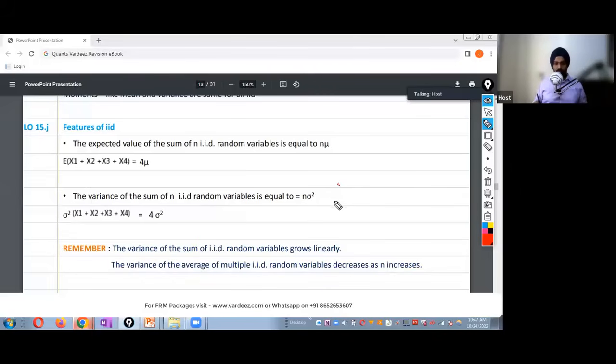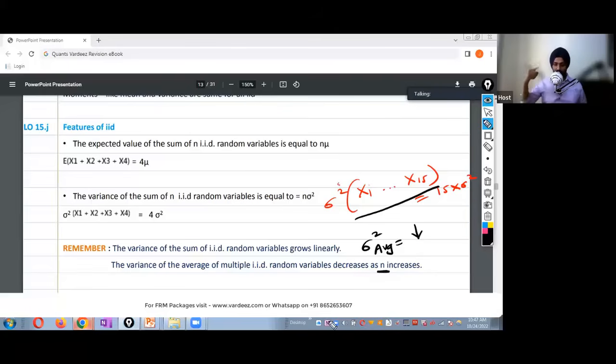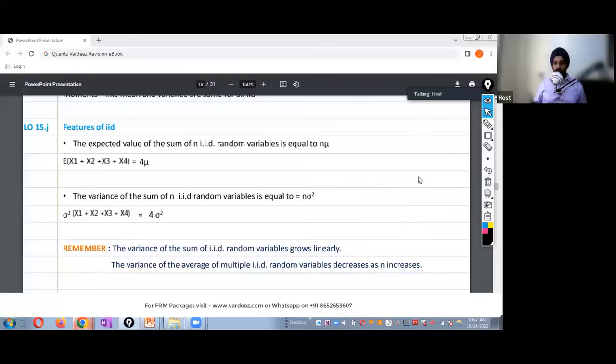So let's say I want to find the variance of the sum of random variables 1 to 15. It's going to be 15 into variance, whatever the variance is. But if I take an average of all these variables, the variance of the average is going to come down as n increases. Okay, so make sure that you remember these 2 points. Very, very crucial. All right, so with this, we end this particular chapter.